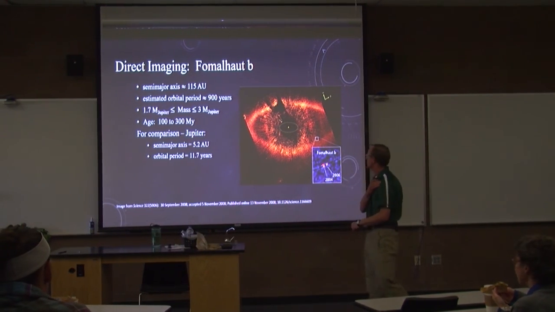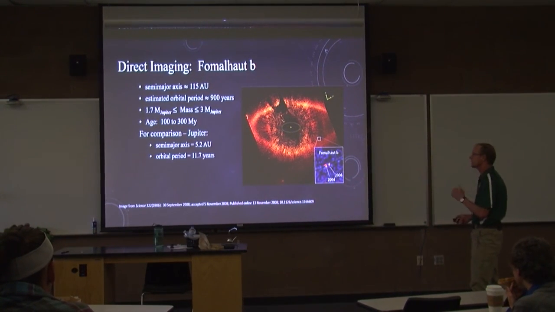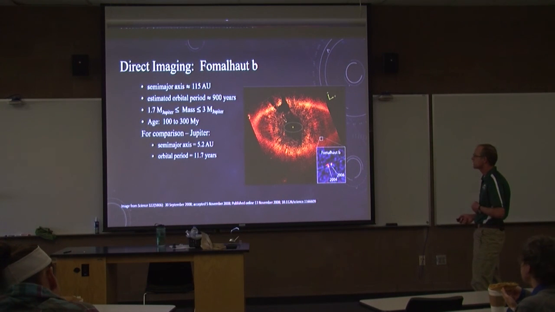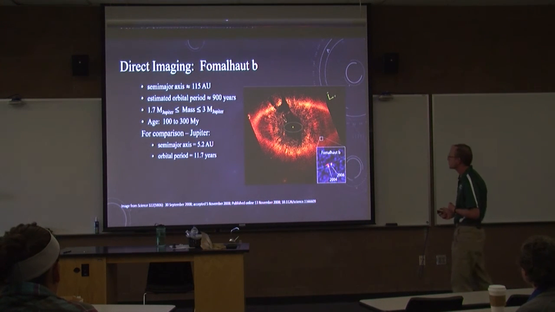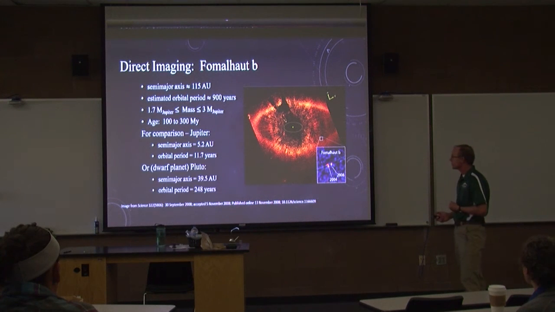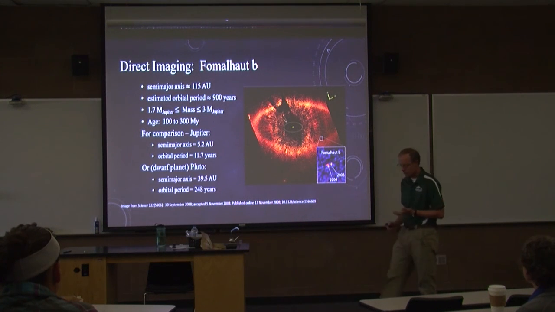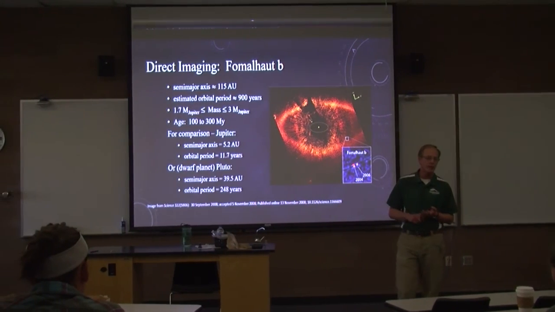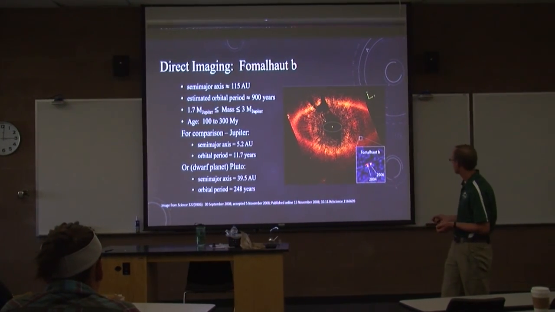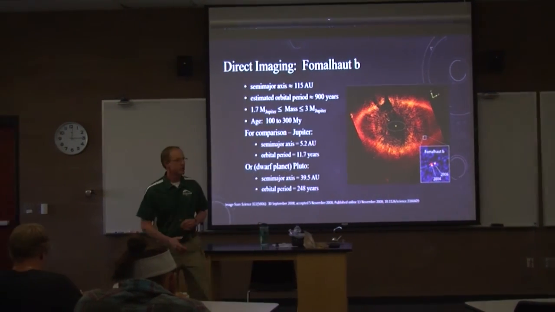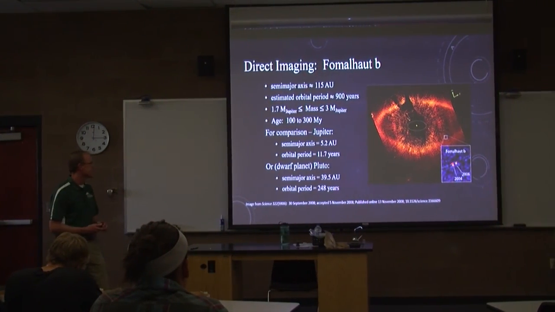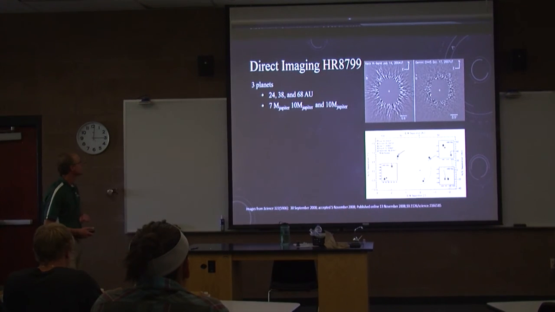If you compare the scale of this to Jupiter, which is pretty far out in our solar system by our standards here on Earth, Jupiter has a semi-major axis of about 5 AU, so that would be right in here, 1/20th the distance, essentially, from here to here. Orbital period of 11.7 years. Or if you wanted to consider Pluto, Pluto orbits at about 40 astronomical units. That would correspond reasonably well to where that ring is placed in that diagram. So this system is much broader in extent than our own solar system.